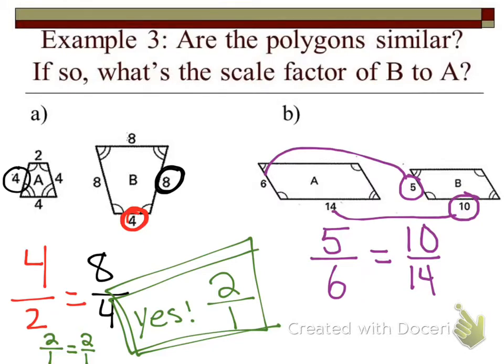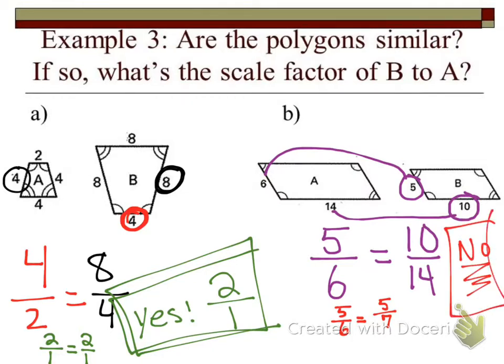Does 5 over 6 reduce? No, so I'm going to leave that one alone. Does 10 over 14 reduce? Yeah, they're both even numbers, right? What's 10 divided by 2? What's 14 divided by 2? 7. Does 5 over 6 equal 5 over 7? No, so these are not similar figures. And we don't care about the scale factor if they're not similar, so you're done on that one.